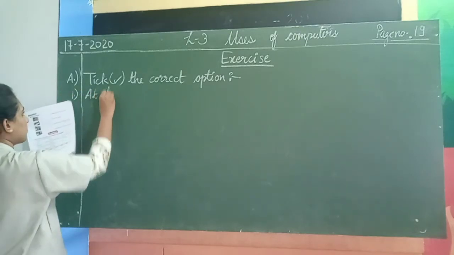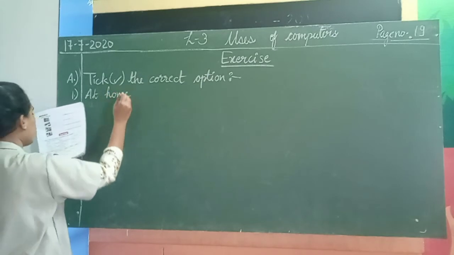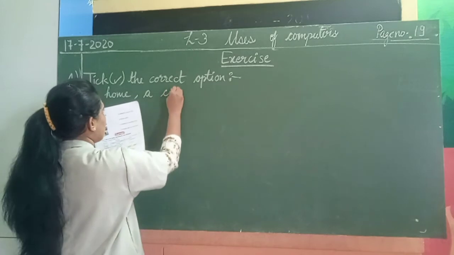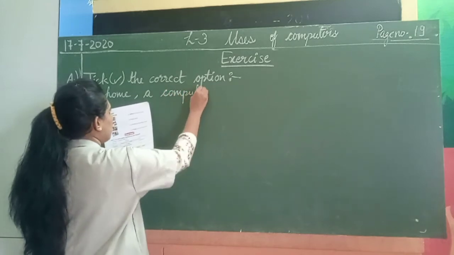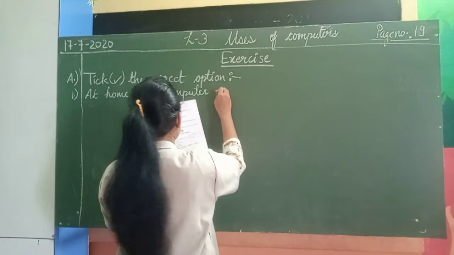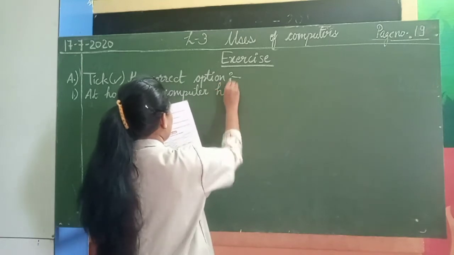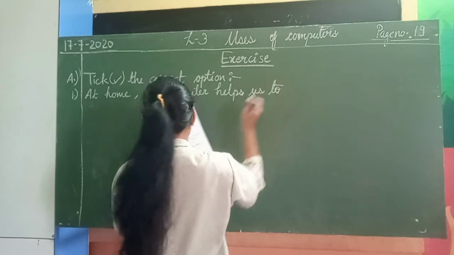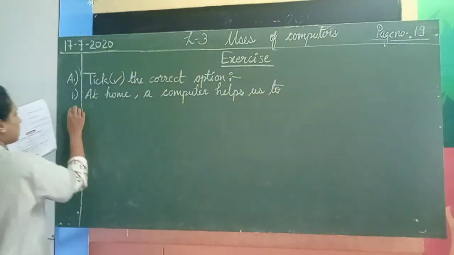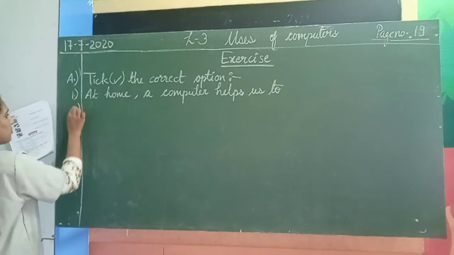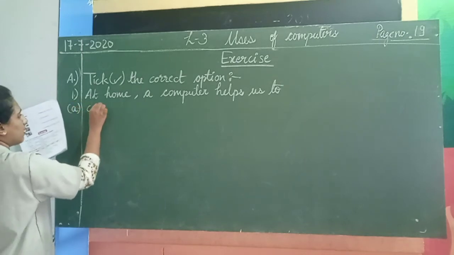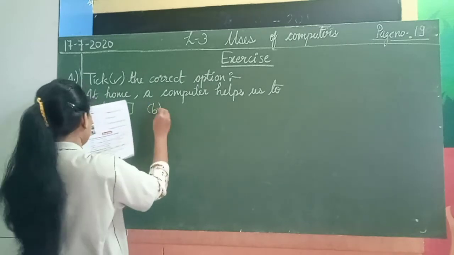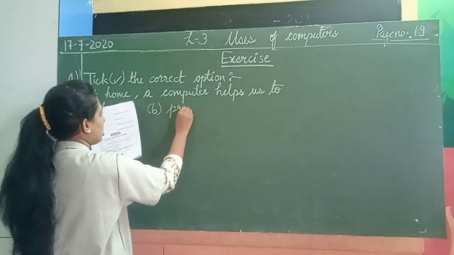At home a computer helps us to, there are 3 options. Option A, cook. Option B, pray.